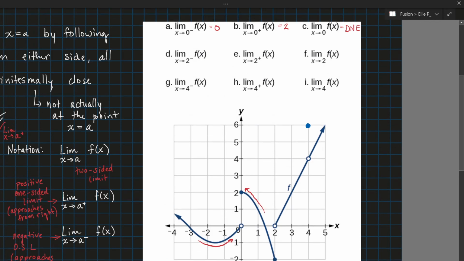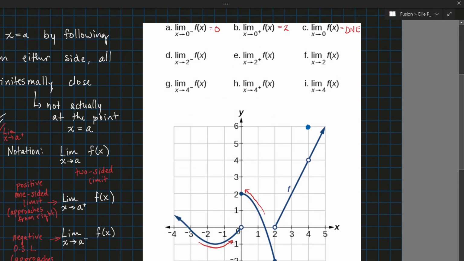Let's do the next one. Okay, so the next one, as it approaches 2 from the negative side. So that would be, it's following the function going to 2.